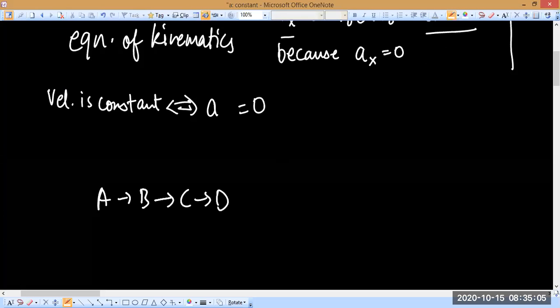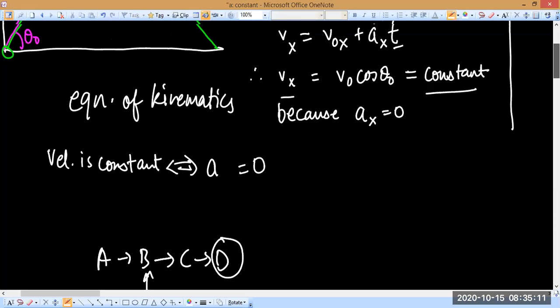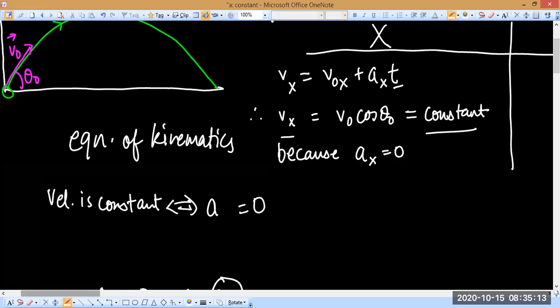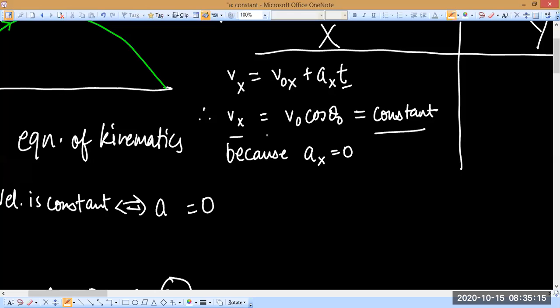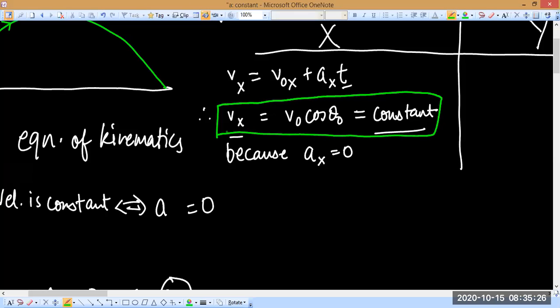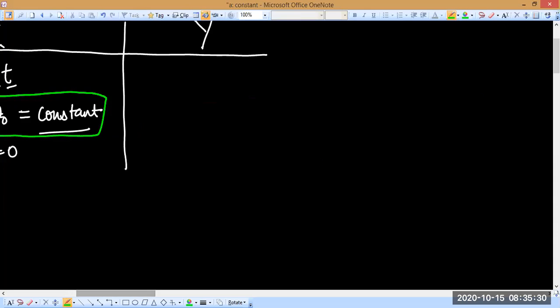You are getting a very good example, right? You are asking me about d but you don't know about b, so that's why you are having a problem. Okay, so vx is constant because ax is 0. This is again very important to remember, right? This is important to remember. Right, now let's do the other part.